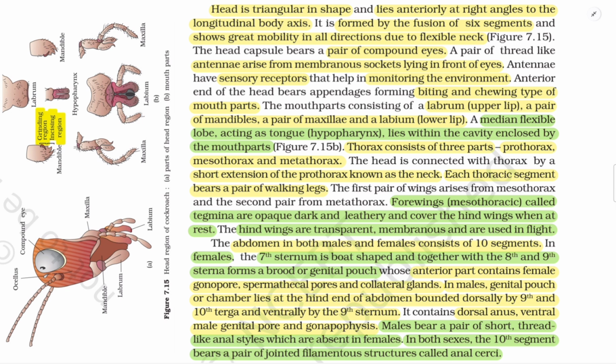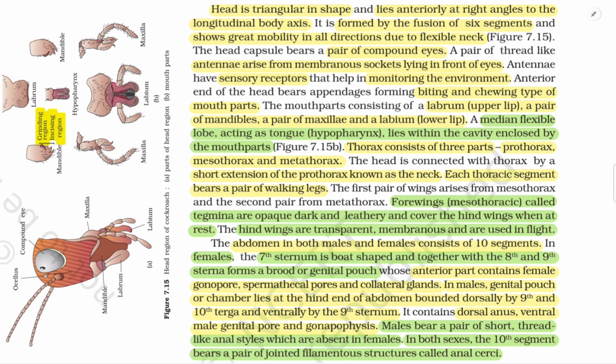The anterior end of the head bears appendages forming biting and chewing type of mouth parts. The mouth parts consist of a labrum, that is the upper lip, a pair of mandibles, a pair of maxillae, and a labium, also known as the lower lip. A median flexible lobe acting as a tongue, also known as the hypopharynx, lies within the cavity enclosed by the mouth parts, figure 7.15b. Thorax consists of three parts: prothorax, mesothorax, and metathorax.